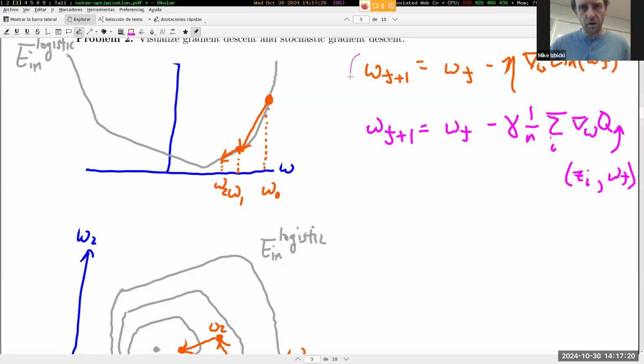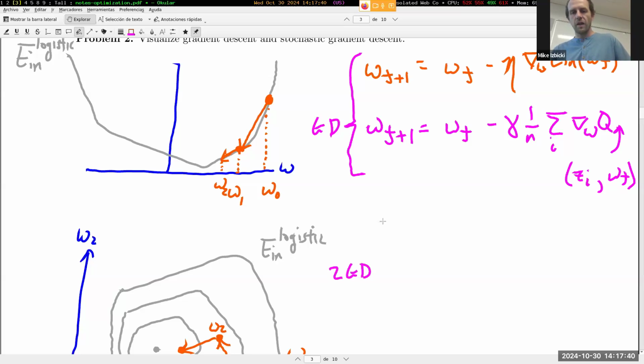So both of these are gradient descent. I will abbreviate gradient descent with GD. And the next thing that the paper talks about is something called 2GD, or second order stochastic gradient descent.